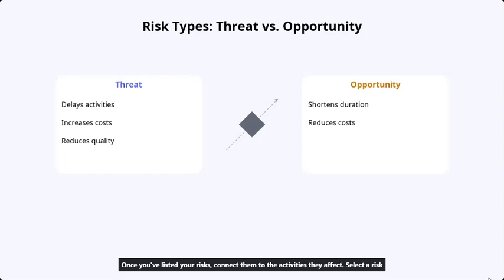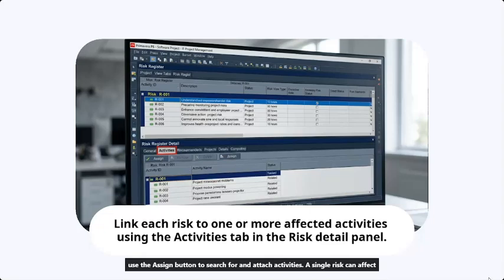Once you've listed your risks, connect them to the activities they affect. Select a risk in the register, then find the detail panel at the bottom. Click the Activities tab and use the Assign button to search for and attach activities. A single risk can affect multiple activities, and one activity can carry several risks. Be specific. Assigning a risk to every activity in the project defeats the purpose.